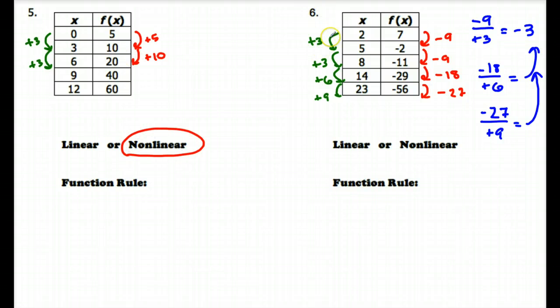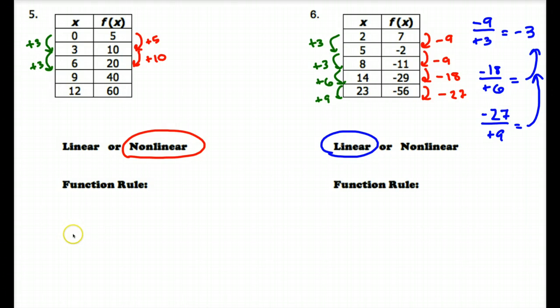Number 6, however, we do get a constant rate of change. -9 divided by +3 is -3. Again, you get -9 divided by +3 here. -18 divided by +6 is also -3, as is -27 divided by +9. So for number 6, you have another example of a linear function.